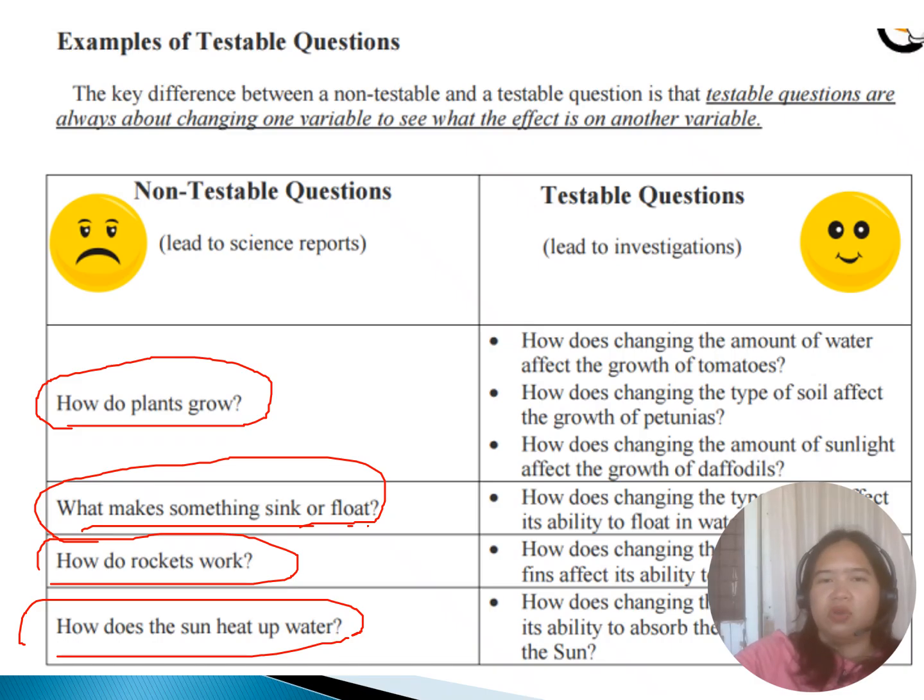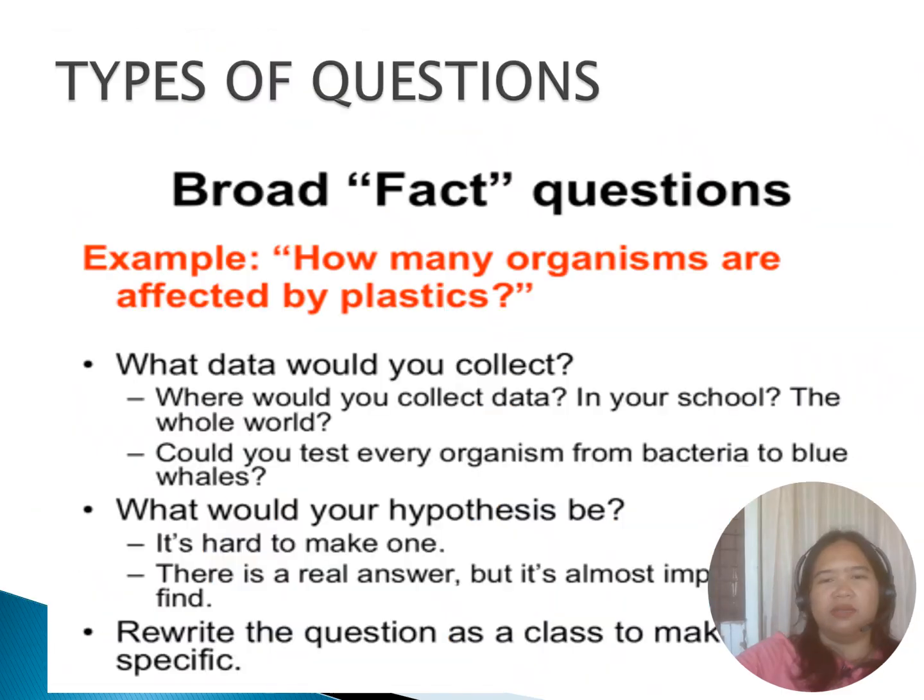Same. So you notice that in a testable question, there should be an independent and dependent variable. You have something that you will change and something that you will measure. So for example, how does changing the amount of water affect the growth of tomatoes? Your independent variable here is the amount of water, and your dependent variable is the growth of tomatoes. So just look at these examples, and from these examples, you can make your own testable questions.